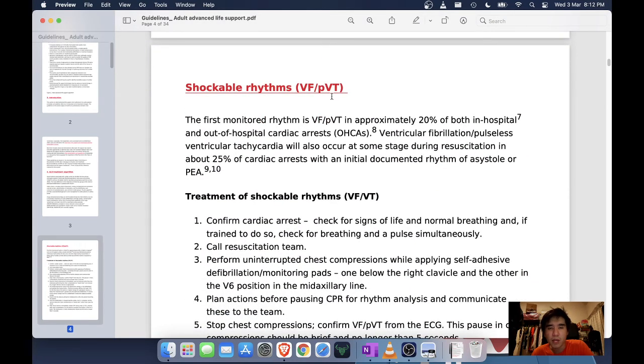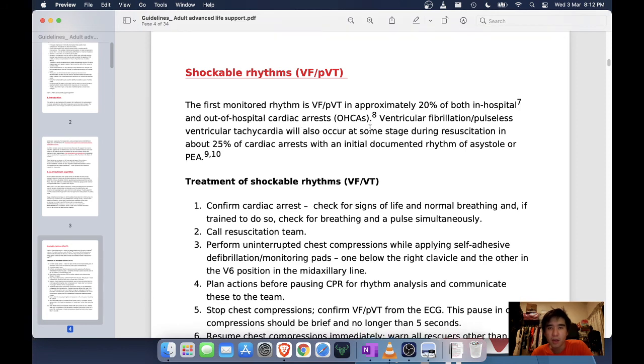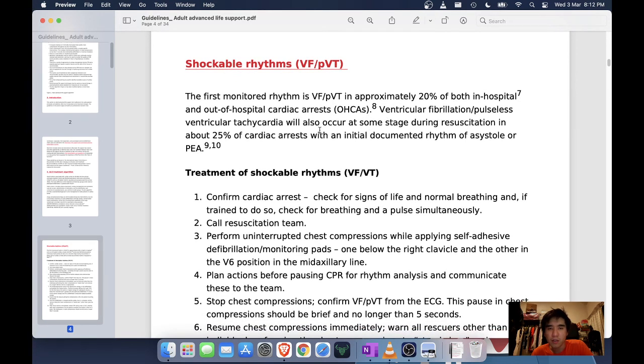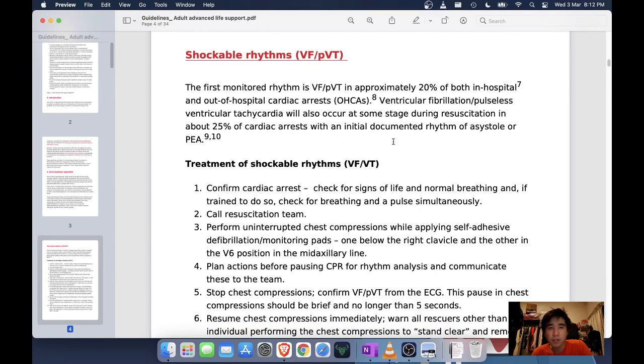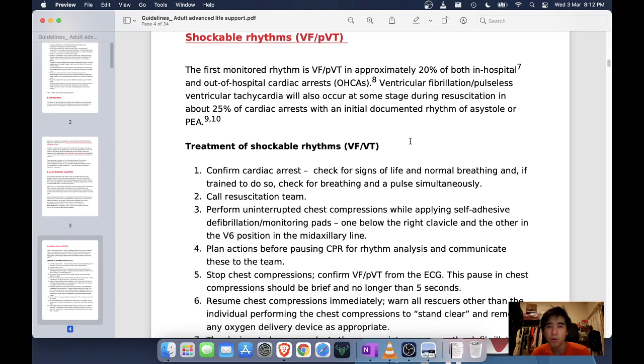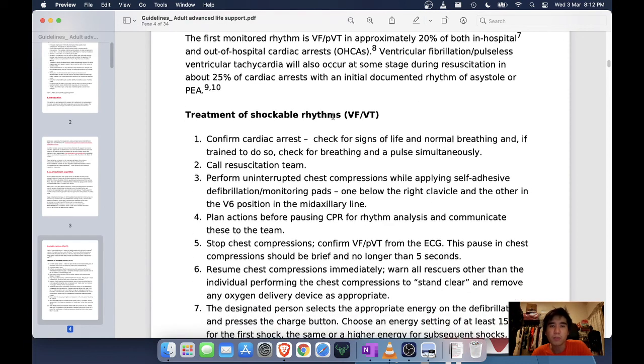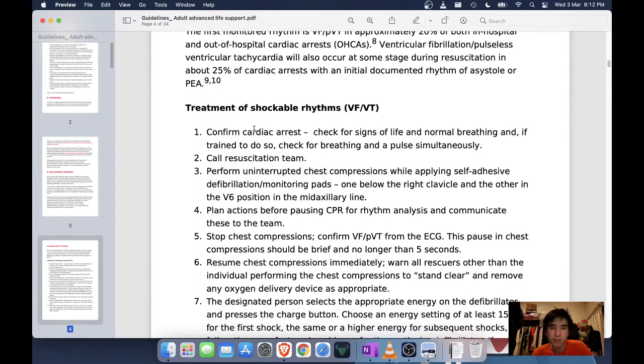So, shockable rhythms, either VF or pulseless VT. The first monitored rhythm being VF or pulseless VT is approximately 20% of both in-hospital and out-of-hospital cardiac arrests. Ventricular fibrillation or pulseless ventricular tachycardia will also occur at some stage during resuscitation in about 25% of cardiac arrests with an initial documented rhythm of asystole or PEA. So out of all that present, either at home or at hospital, 20% present with a shockable rhythm. And then if they start with presenting with an unshockable rhythm, 25% will change to a shockable rhythm at some point during the resuscitation. That's worth knowing.